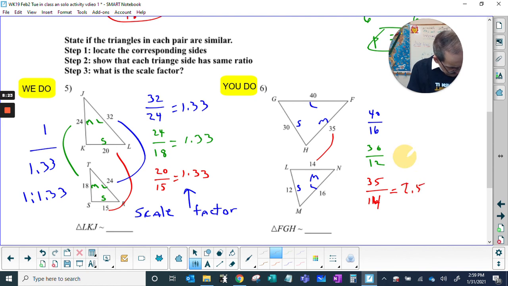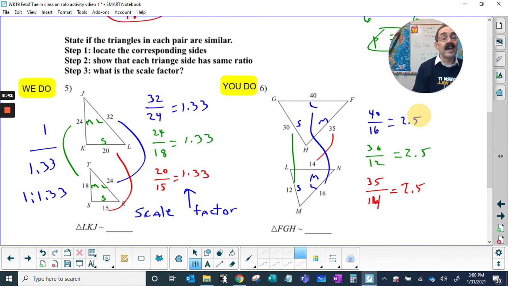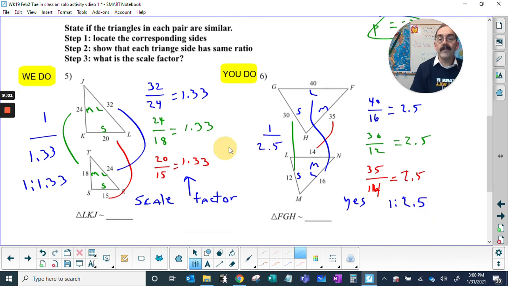30 divided by 12, in the green, 30 short to short, is 2.5. And then the blue, 40 to 16, 2.5. Yes. Scale factor, 1 to 2.5. Or you could say, take all these numbers and divide them by 2.5. Okay, let's try another one.